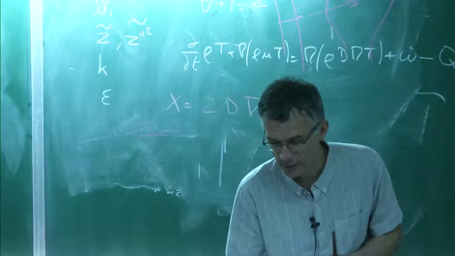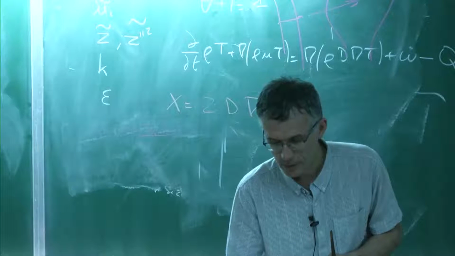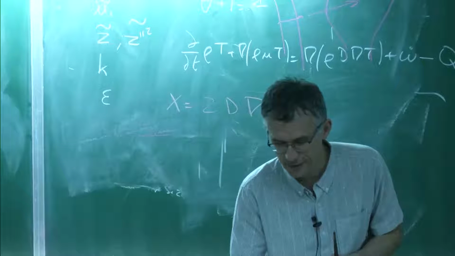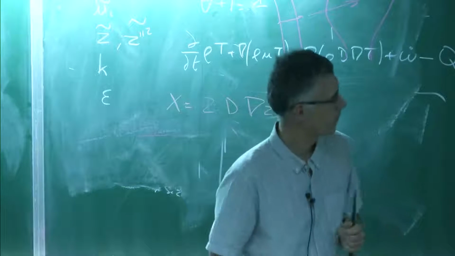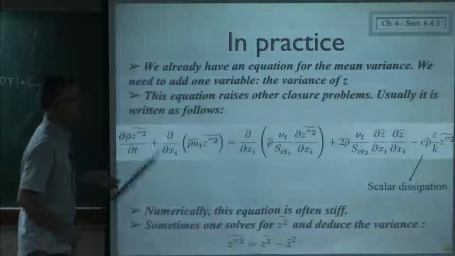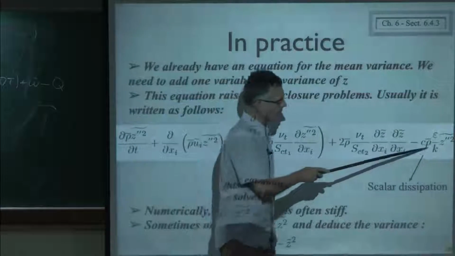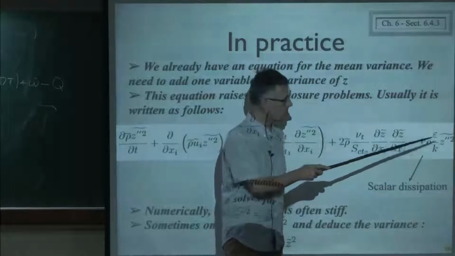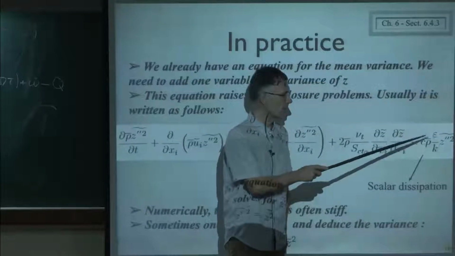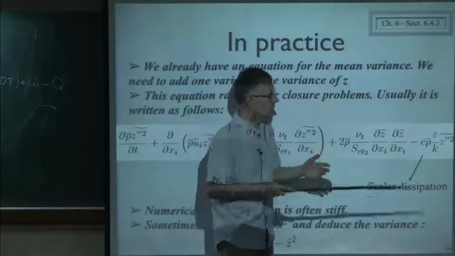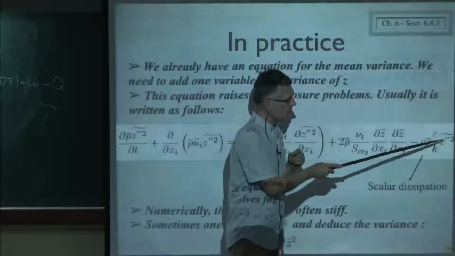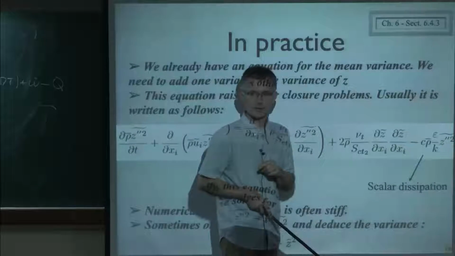You're right. So if you look at this equation here, this one, this is also scalar dissipation. It's a model for scalar dissipation, because the scalar dissipation, again, is a subgrid scale quantity, and you have to model it. So you model it as a function of z prime square.